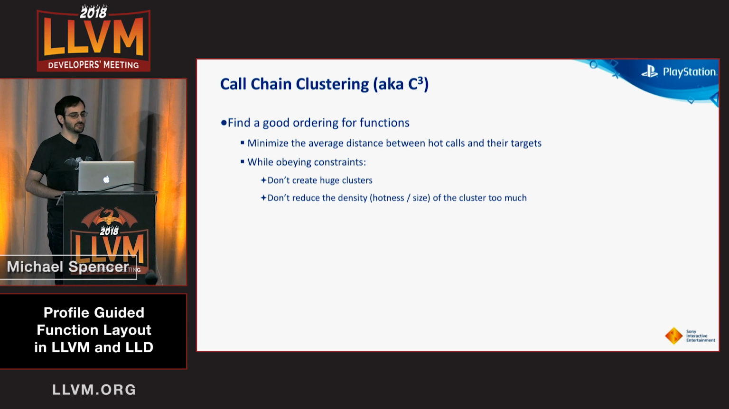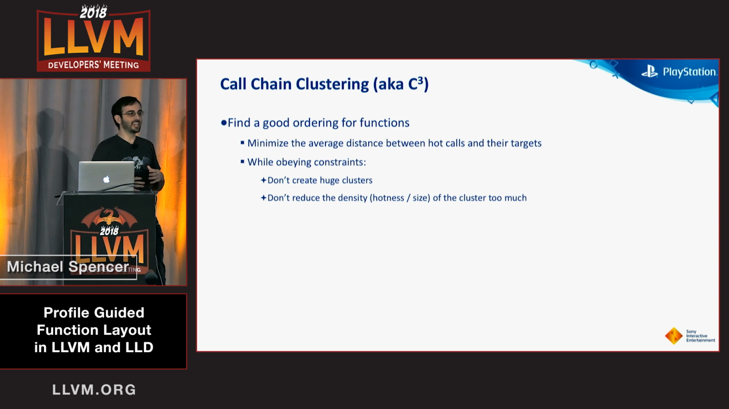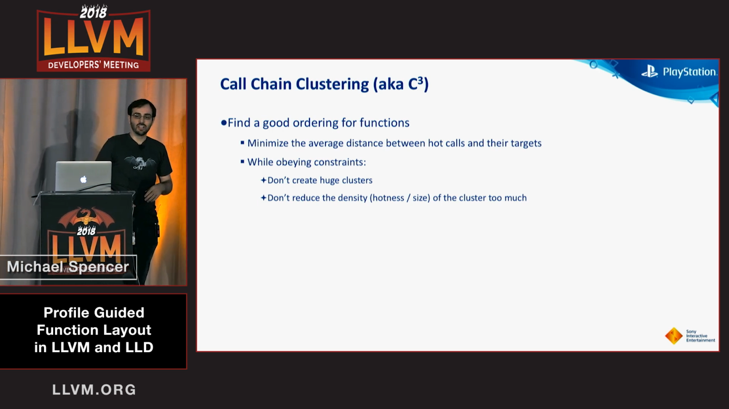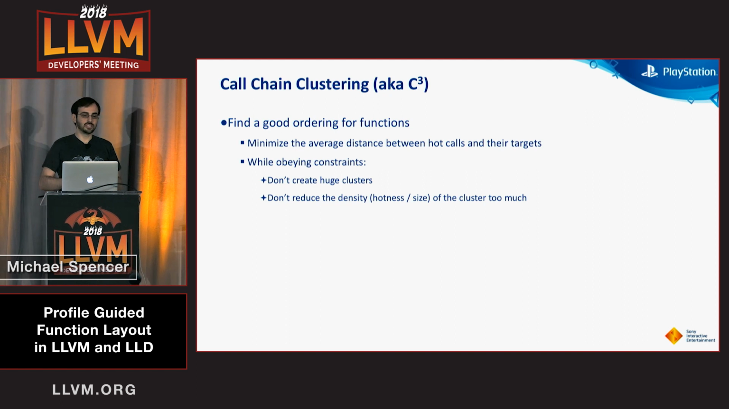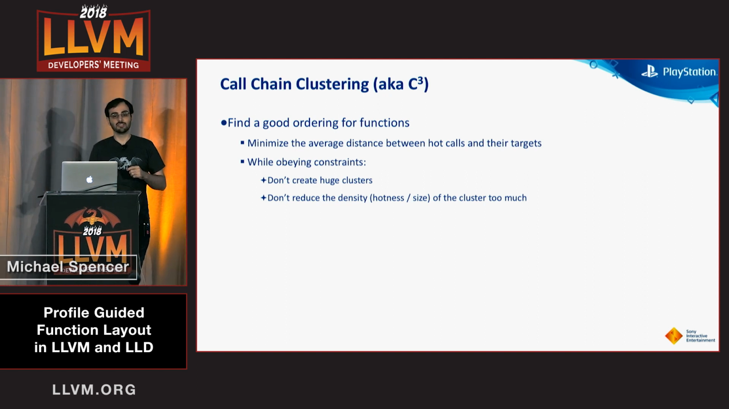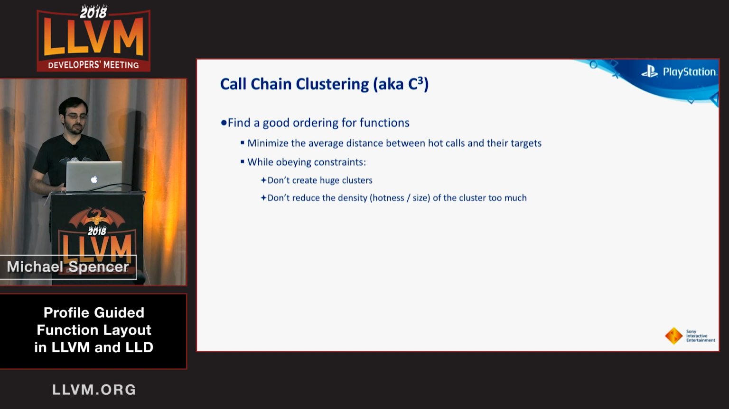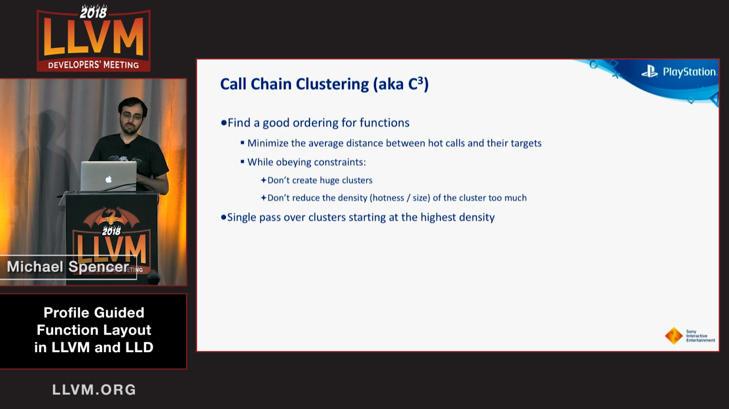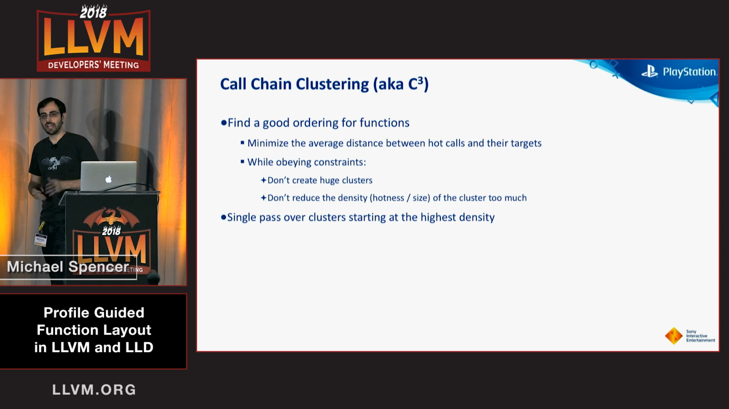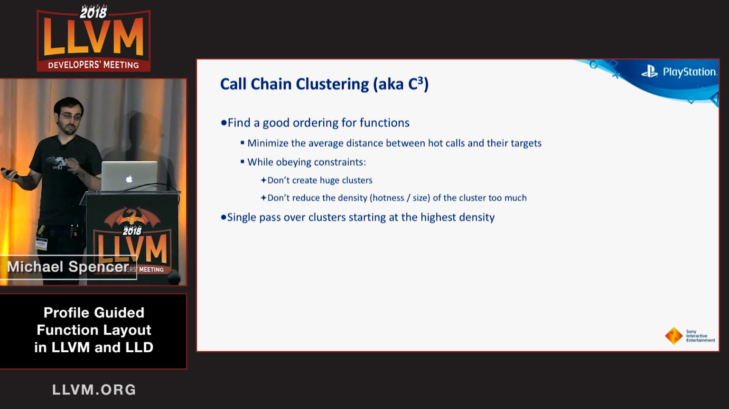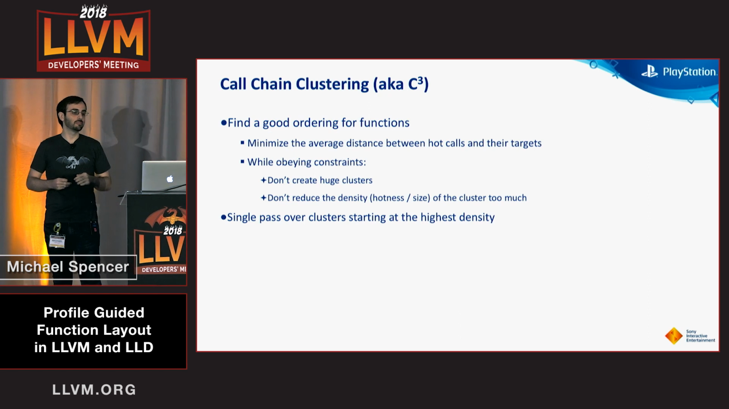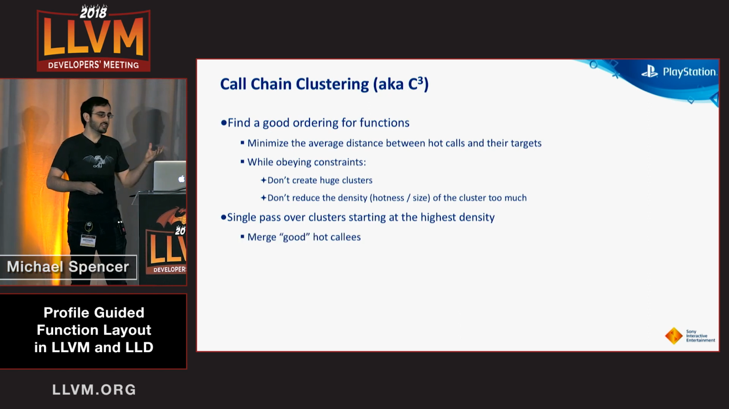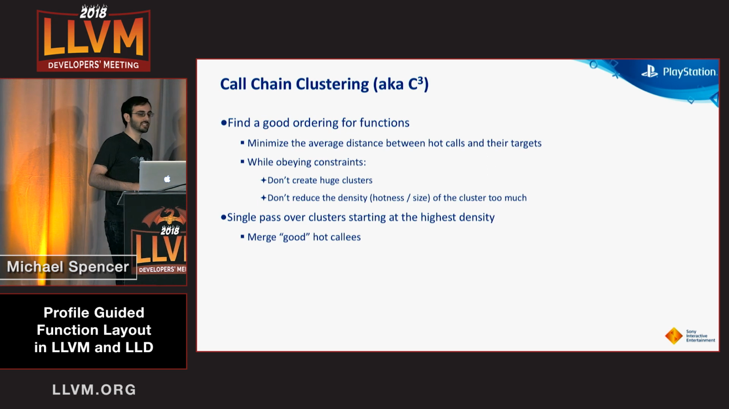The other thing is you don't want to reduce what they call the density, which is how hot the function is divided by the size in bytes of the function, which is one of the reasons that this is done in the linker, because the linker knows what size functions are. The front end and earlier parts don't. And we then perform a single pass over clusters, starting at the highest density. At the beginning of the algorithm, every section is its own cluster, and then it forms bigger clusters as it combines them together. We merge good hot callees, where good is things that meet this metric.